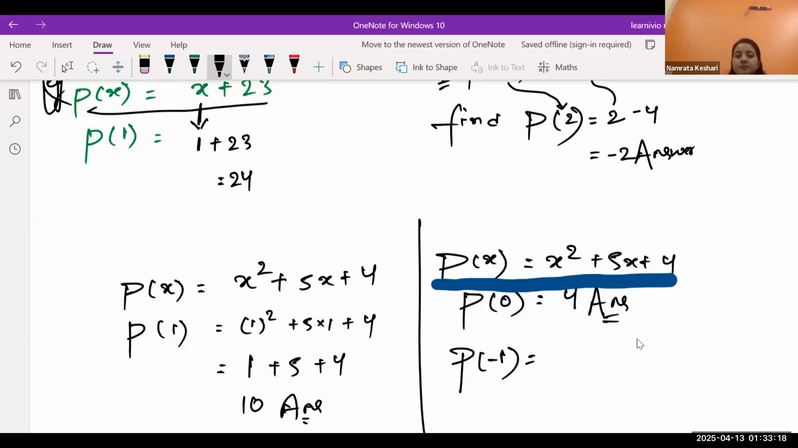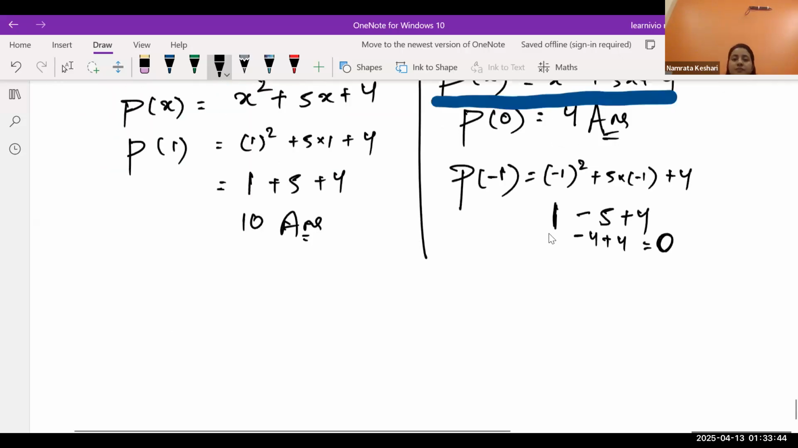Minus 2. Let's check. Minus 1 square plus 5 into minus 1 plus 4. Minus 1 square is just 1. Minus 5 plus 4. 1 minus 5. Minus 4 plus 4 is 0. Yes, Afan, is it 0? Yes. Okay, because BODMAS says first do the multiplication. So we are just doing the multiplication first, then we are proceeding, and yeah, the result is 0. It can be anything. It can be a negative number, positive number, 0, anything.